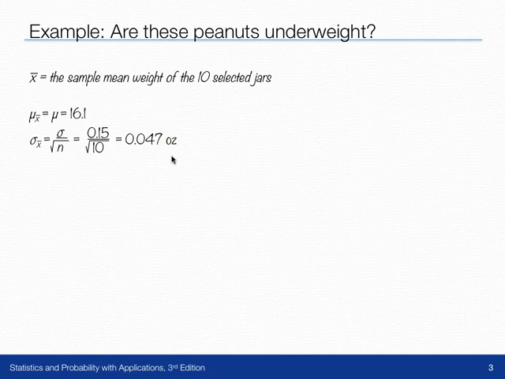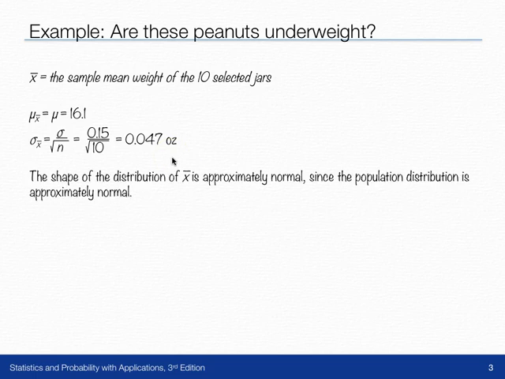And as for the shape of the distribution of X bar, we know that the shape of the distribution of X bar is approximately normal because it said in the problem the population distribution is approximately normal. That is, each jar is filled according to a normal distribution, which means that these sample mean weights will also follow a normal distribution.